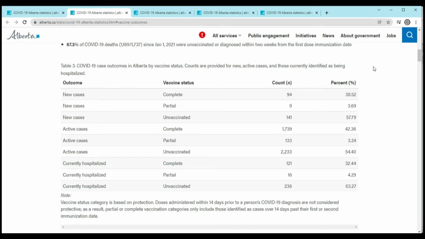Under the vaccine outcomes, new cases, fully vaccinated, make up 38.52%. New cases, partially vaccinated, make up 3.69%. That's over 42% between complete and partial of new cases. Active cases completely vaccinated are 42.36%. Partially vaccinated, 3.24%. So under active cases, complete and partial come to almost 46%. And currently hospitalized, completely vaccinated make up 32.44%, and partially vaccinated make up 4.29%, for a total of almost 37% of hospitalized cases are complete or partially vaccinated.